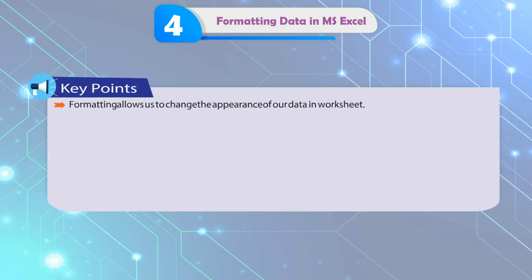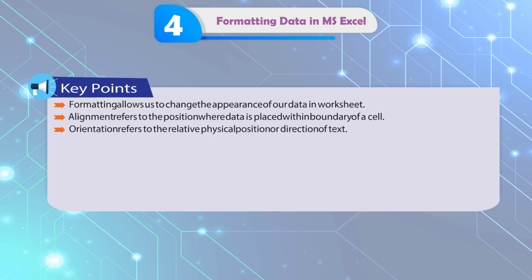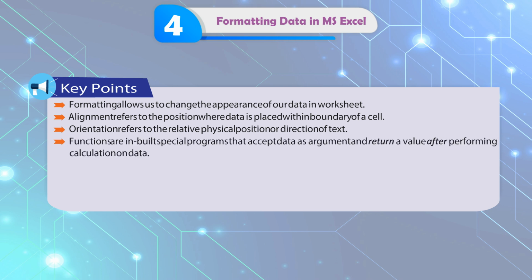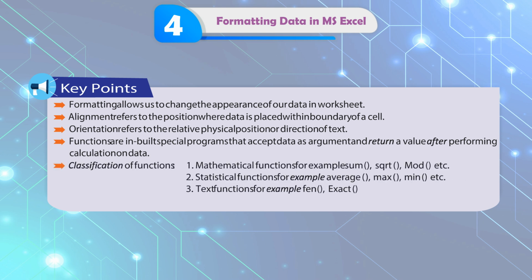Key points. Formatting allows us to change the appearance of our data in the worksheet. Alignment refers to the position where data is placed within the boundary of a cell. Orientation refers to the relative physical position or direction of text. Functions are inbuilt special programs that accept data as arguments and return a value after performing calculations on data.